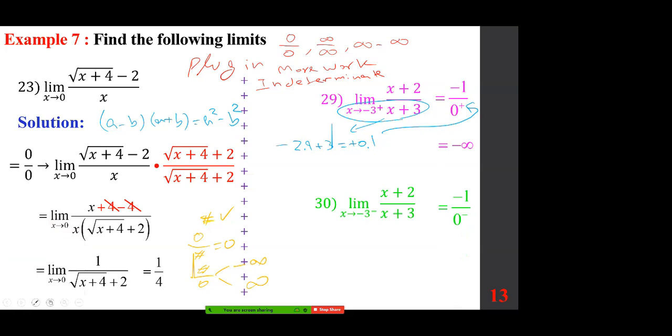why is it 0 from the left? Let's just quickly understand the reason behind that one. -3 from the left is like -3.1 plus 3 is -0.1. Because it's negative, it gives rise to this negative sign here. So again, the answer, we know it's infinity, but we need the sign. The top is negative, the bottom is negative. Negative over negative is positive infinity. That's how you arrive at the answer.